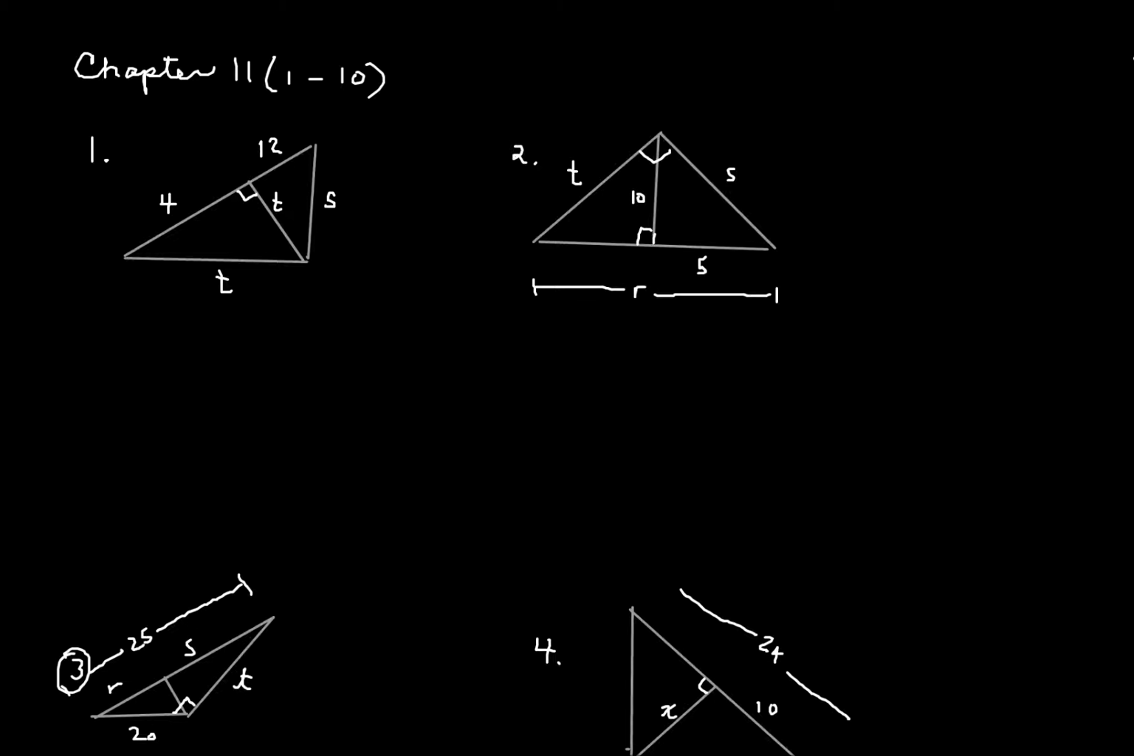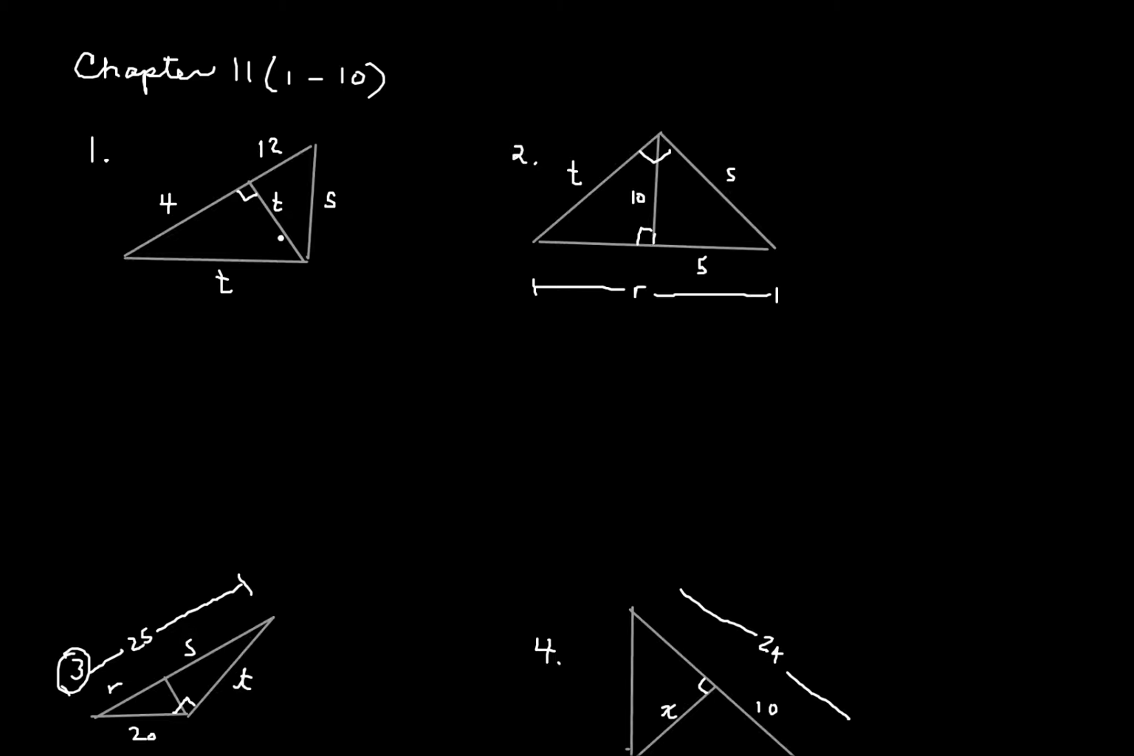Noah didn't seem to have trouble with 11 through 20 the same way as he had trouble with 1 through 10. So let's just try numbers 1 through 10 together here. Okay, the things to keep in mind is that the altitude is a mean proportion to the segments of the hypotenuse. The legs are mean proportions to the segment closest to it and the entire thing. So let's start. You have to figure out which letter you're going to start with first.